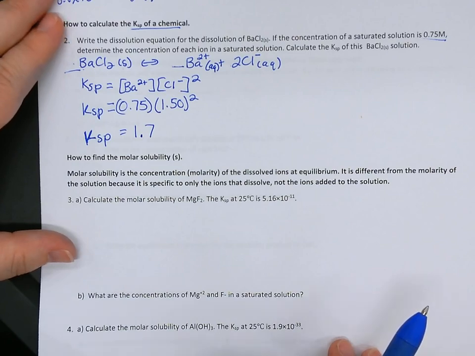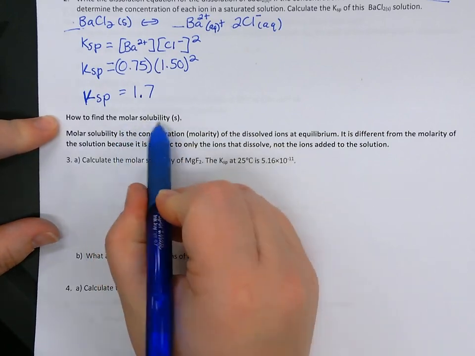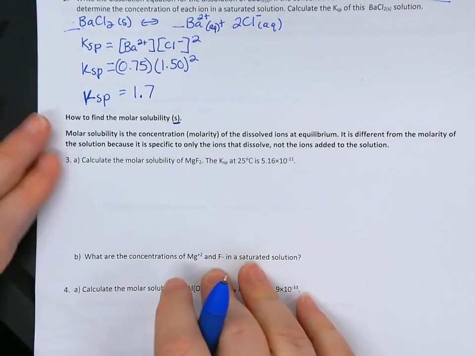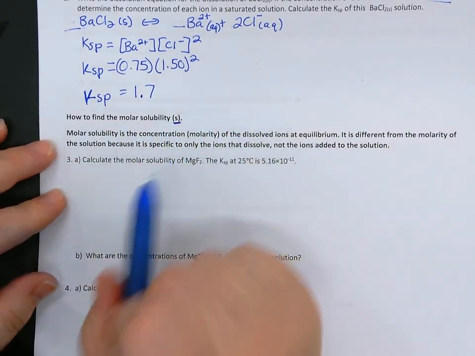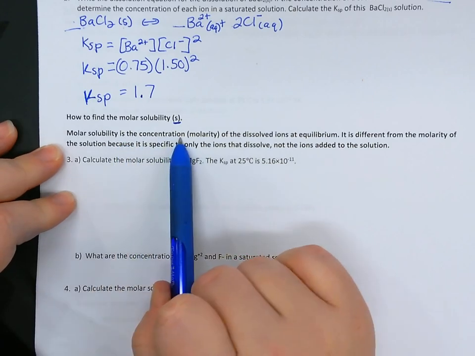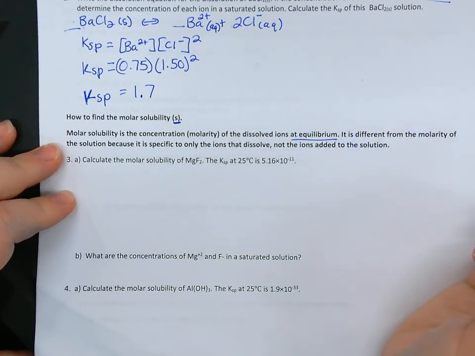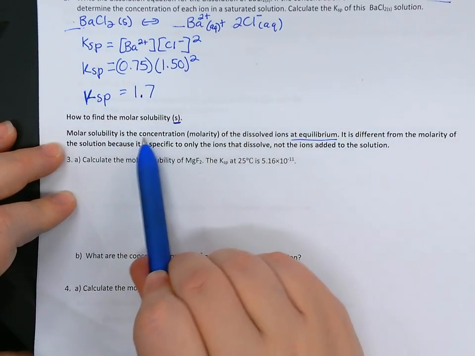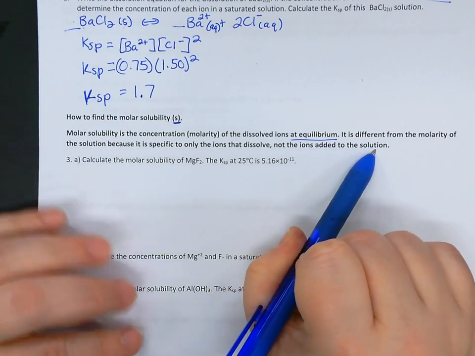All right, continuing our notes, we are going to now look at how to find molar solubility. We represent molar solubility with just the letter S. I know this looks like a solid, but it's just supposed to be the symbol for molar solubility. So, molar solubility is the concentration or molarity of the dissolved ions at equilibrium. It is different from the molarity of the solution because it is specific to only the ions that dissolve, not the ions added to the solution.